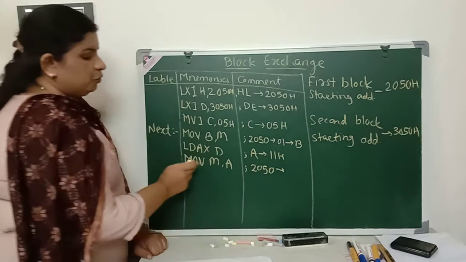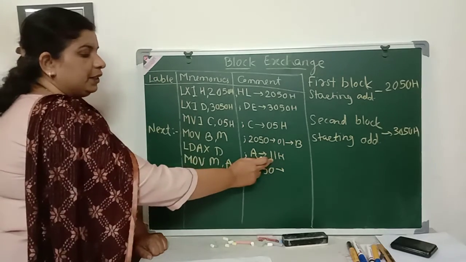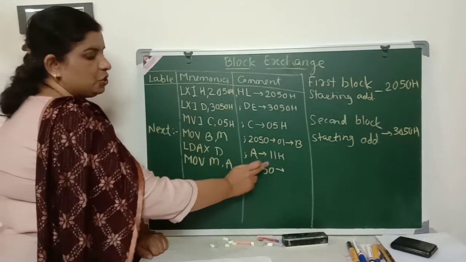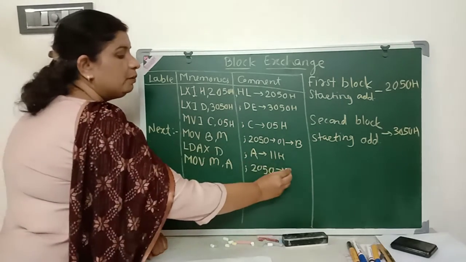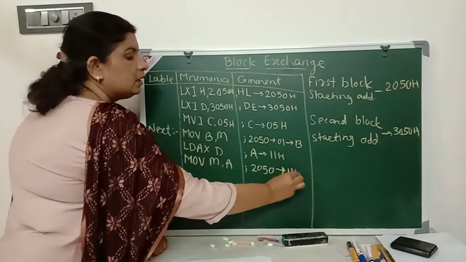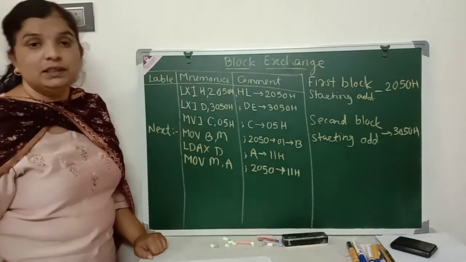So with this instruction, what will happen? The contents of accumulator will be copied to this location. So what is there in accumulator? It is the first number from second block. So it will be copied to the first memory location from first block.